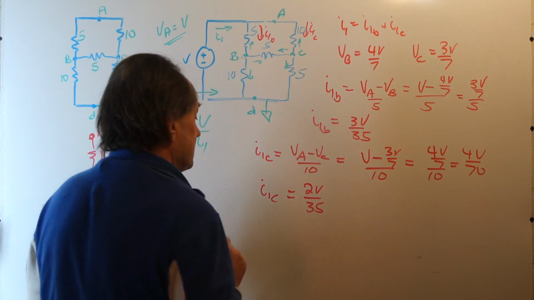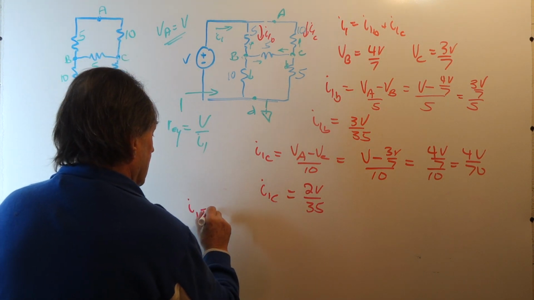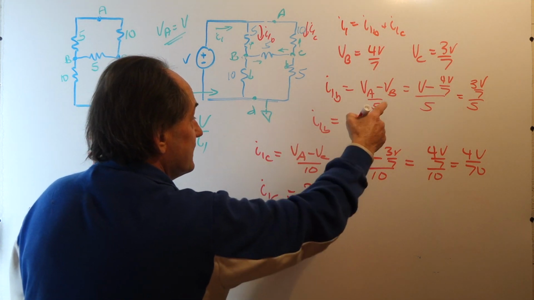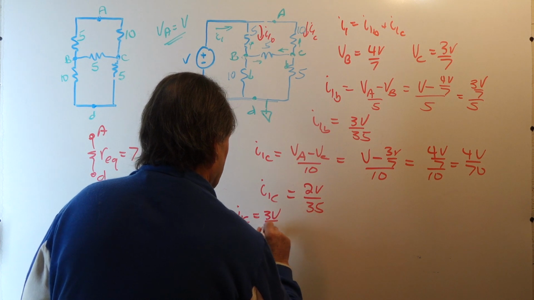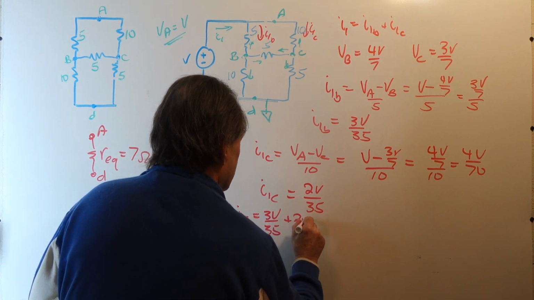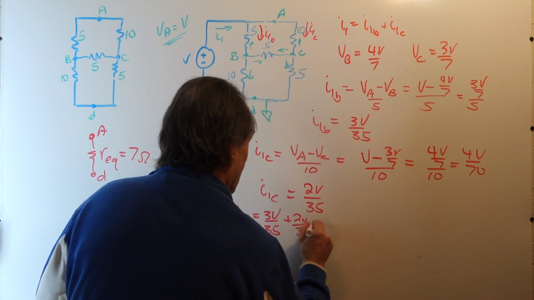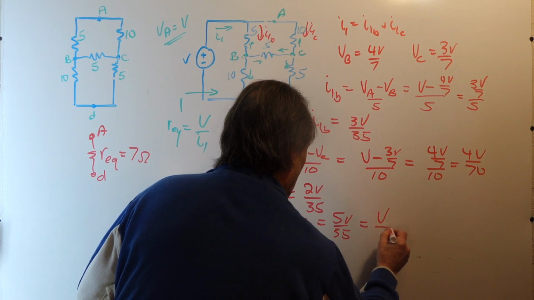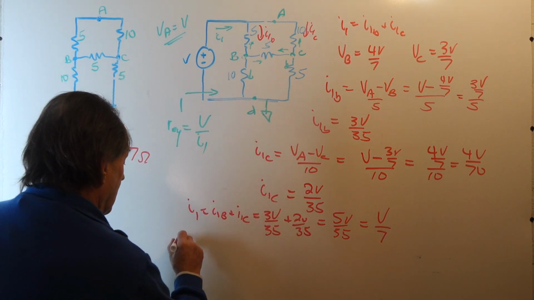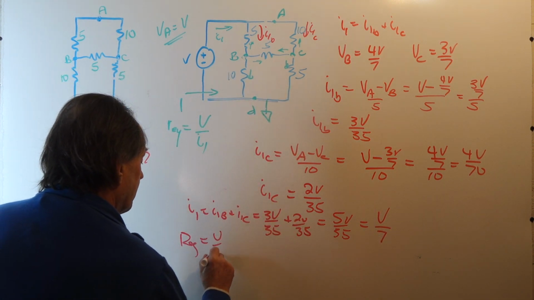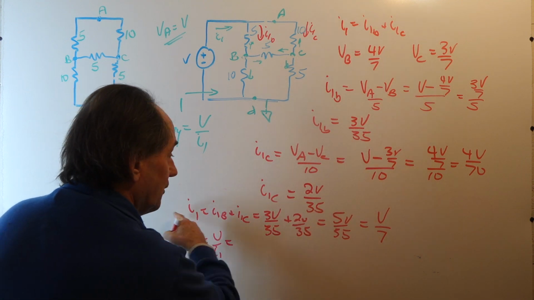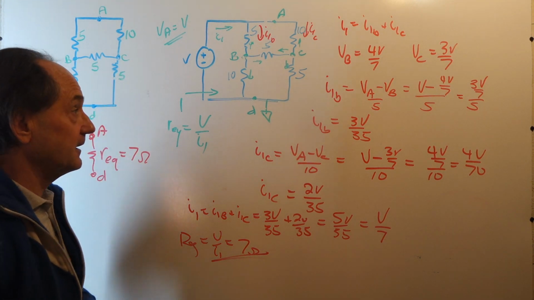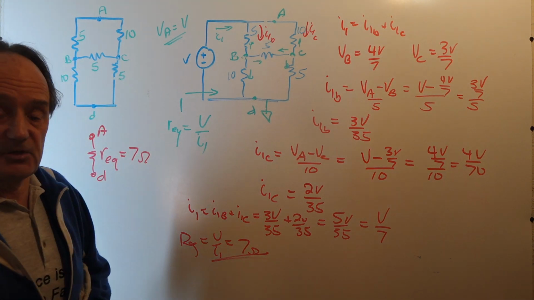This is I1C. Now, I1 is I1B plus I1C, which is 3V over 35 plus 2V over 35, or 5V over 35, which is V over 7. Well, our equivalent is V over I1, and in this case, V over I1 is 7 ohms. Again, the same as what we had in the last two calculations.